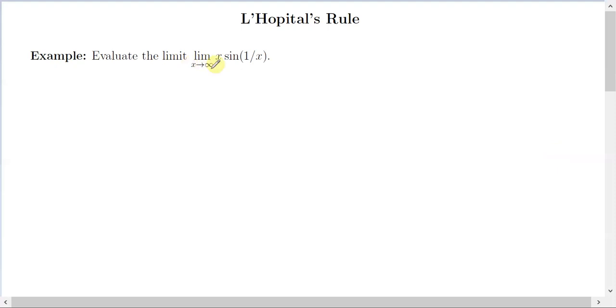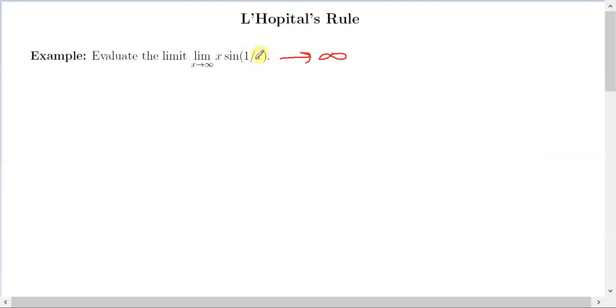Here we've got a limit that we're asked to evaluate. We let x go to infinity, and we want to know what happens to this function. Well, let's look at what happens to each part. As x goes to infinity, obviously that first factor is going to infinity. And then here we have 1 over x, so that part's going to 0.